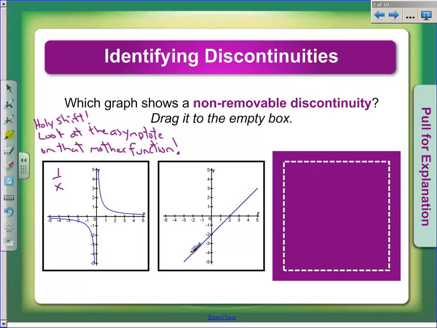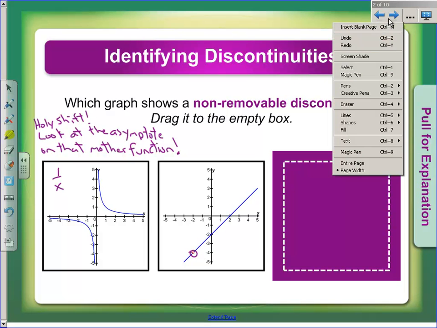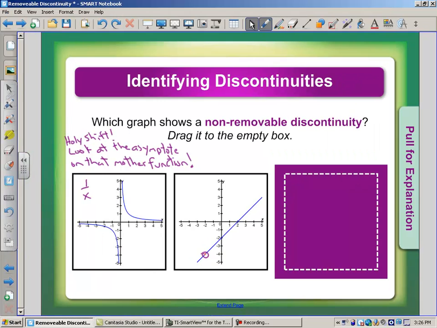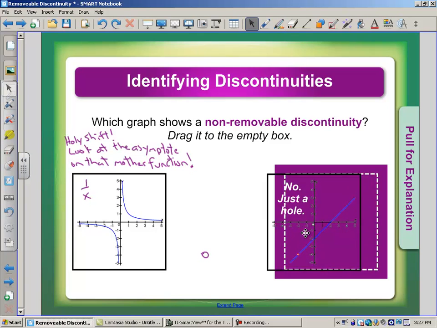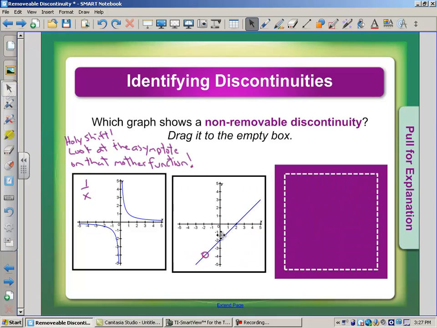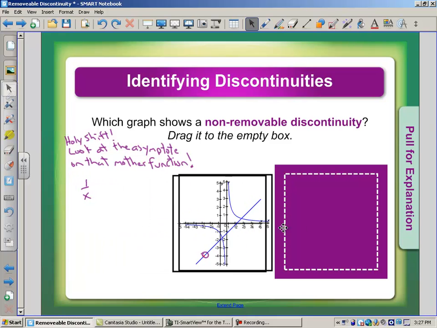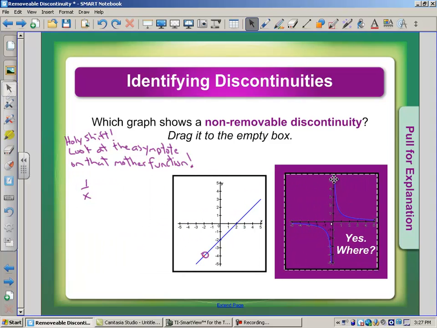This one on this side, this little hole, that's all that is. If I try to drag this over as an answer, that's just a hole. That means that there was a common factor. That's not a non-removable discontinuity. This one is non-removable. And it's non-removable when x equals 0 because we did not get a common factor on the top and bottom.